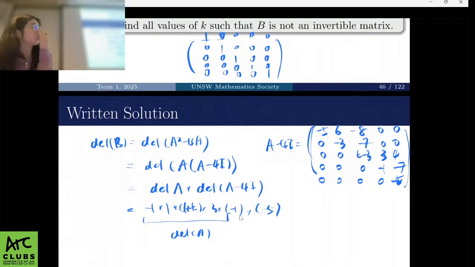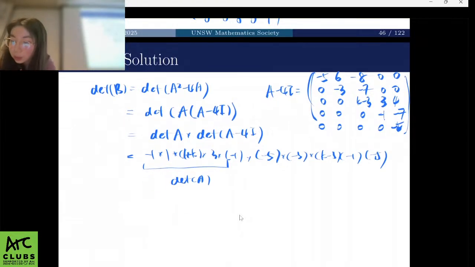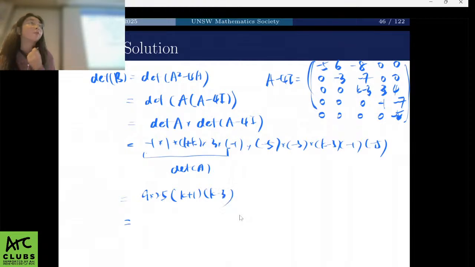So -5 multiplied by -3 multiplied by k minus 3 and -1, -5. This is pretty beneficial for us because we can factorize this and then compute it easily. Here we have 1, 2, 3, 4, 5, 6 negatives, which cancel out. So then we really just have 3 times 5 times 3 times 5, which is 9 times 25, which is 225, times 1 plus k times k minus 3, so our final answer would just be 225 times k plus 1 times k minus 3.